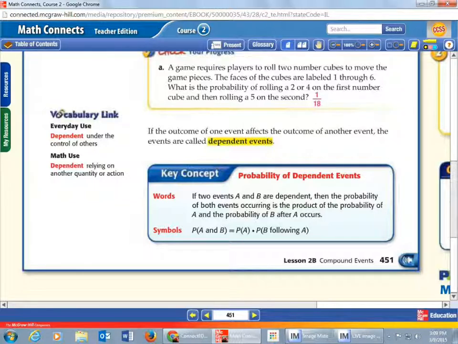Now, we've already talked about independent events. Let's talk about dependent events. Whereas with independent, 2 things can go off on their own, dependent means those 2 things have to happen together, okay? So in this case, let's say I have a bag of marbles.